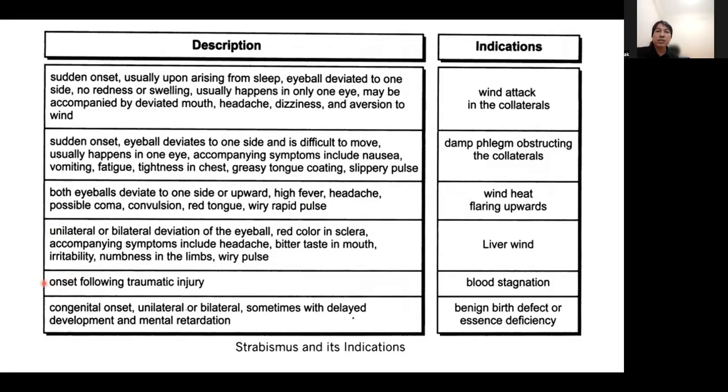Onset following traumatic injury is an indication of blood stagnation. And lastly, if the description is congenital onset, unilateral or bilateral, sometimes with delayed development and mental retardation, it is an indication of congenital birth defect or essence deficiency.